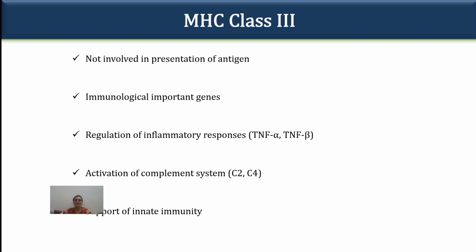This is MHC class 3, which does not involve in presentation of antigen, but it has a role in immunological function, like regulation of inflammatory response, such as tumor necrosis factor alpha and beta. It activates the complement system, like complement protein 2 and complement protein 4. It also supports innate immunity.